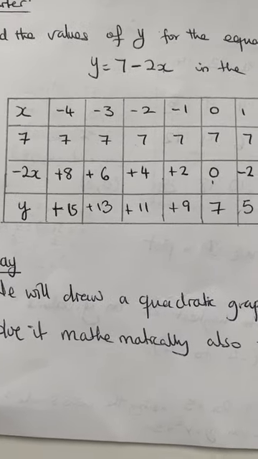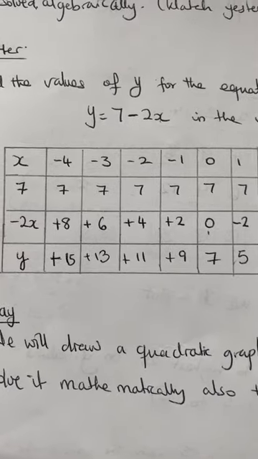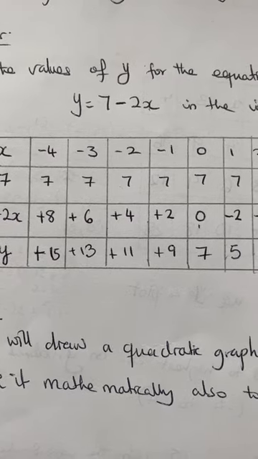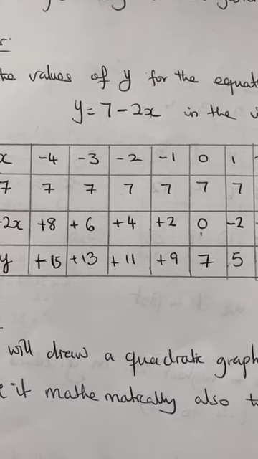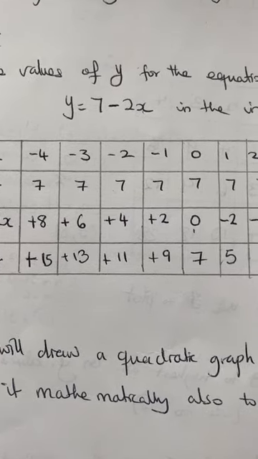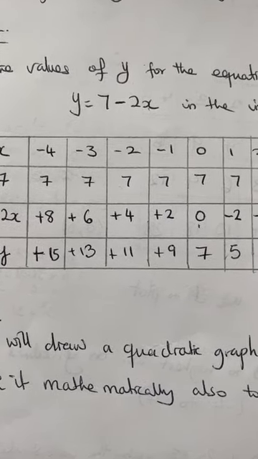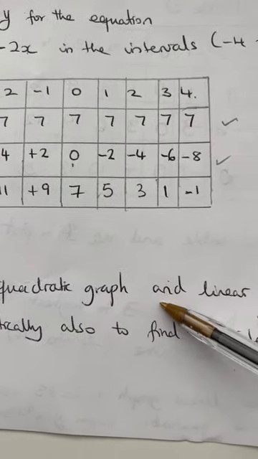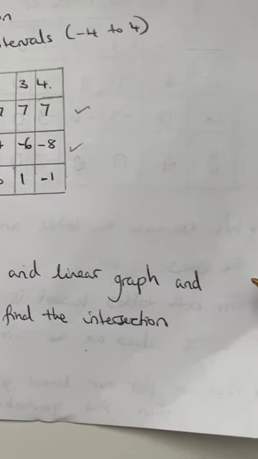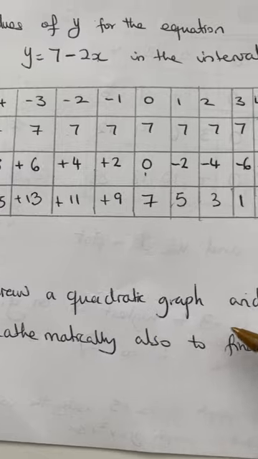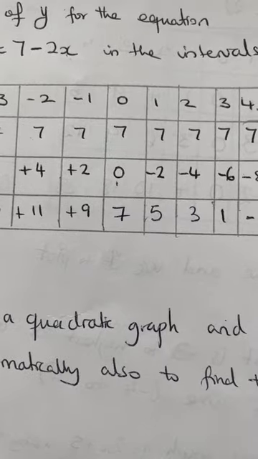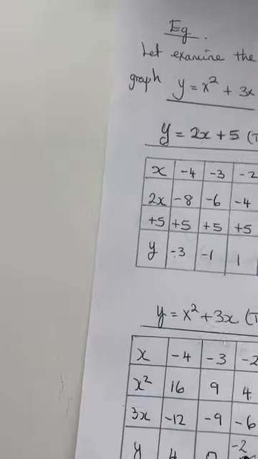Now today, we've seen a curve on its own, we've seen a line graph, two intersections. Today we want to look at a curve and a line graph, that means a quadratic curve and a linear graph. So we will draw a quadratic graph and a linear graph and solve it mathematically also, as we did yesterday. And I'll show you how to do that.